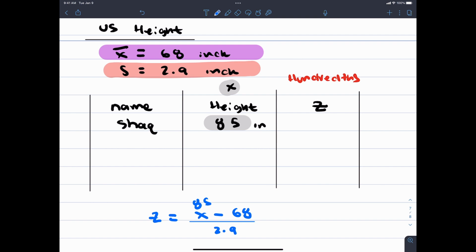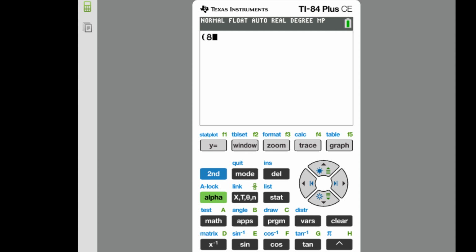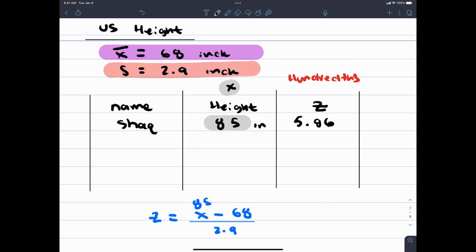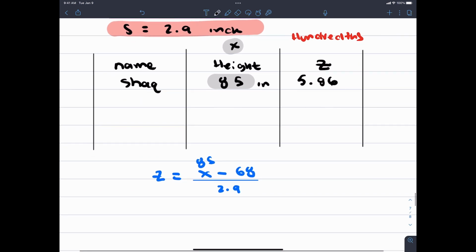All right, now, here's what you do. So we plug in 85 minus what's the mean? 68, close that, divided by, what's the standard deviation? 2.9. And you're going to approximate this to the nearest hundredths. What do you guys get as a Z score for Shaq? What is Shaq's Z value to the nearest hundredths? 5.86. So this is Shaq's Z score. Now let's talk about what this means here.